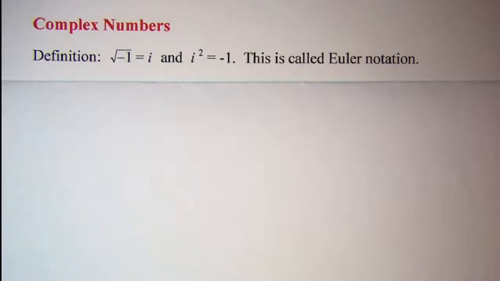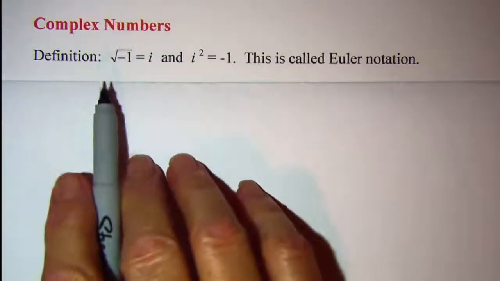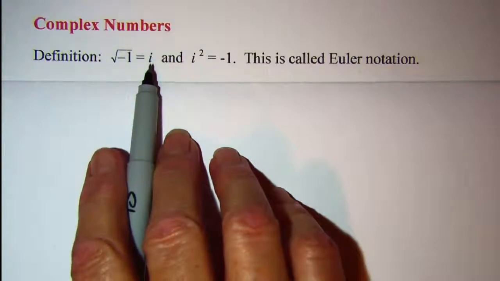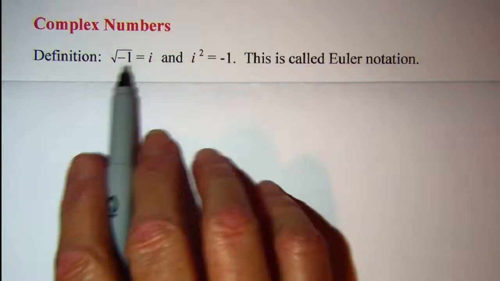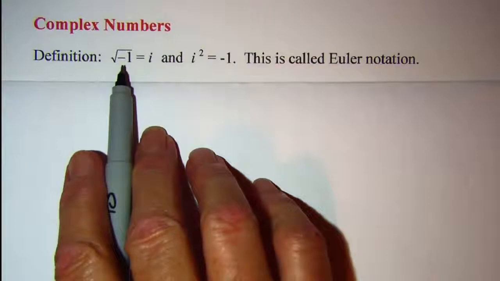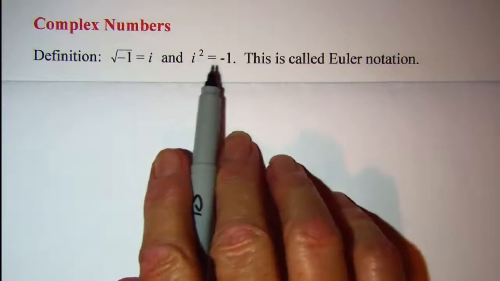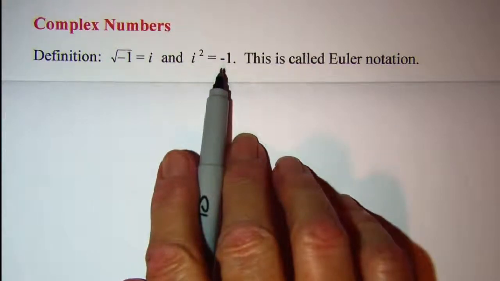In this video, we'll be talking about complex numbers. By definition, the complex unit i is equal to the square root of -1. So if we square both sides, we get i squared is equal to -1.